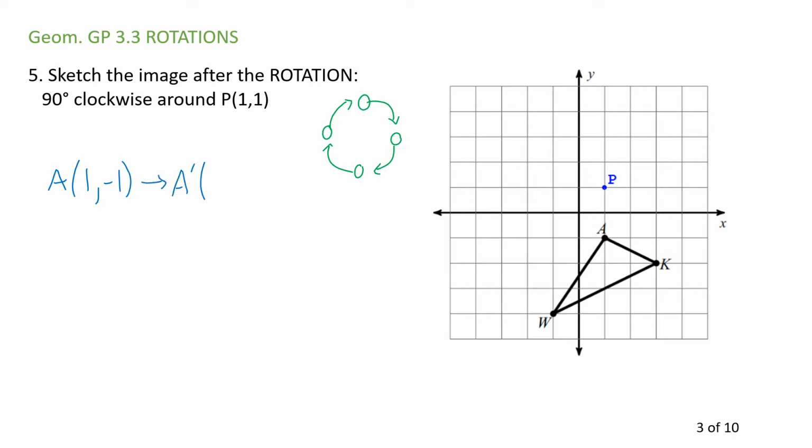I don't know what A prime is going to be. K is 3, -2. I don't know what K prime is going to be. And then W, -1, -4. And I'm going to find out what W prime is going to be. And I'm going to find that by taking a little piece of paper and rotating it. So to get from P to A, it's 2 down. Well, I'm going to rotate this 90 degrees. And so I find my new A is located right here.